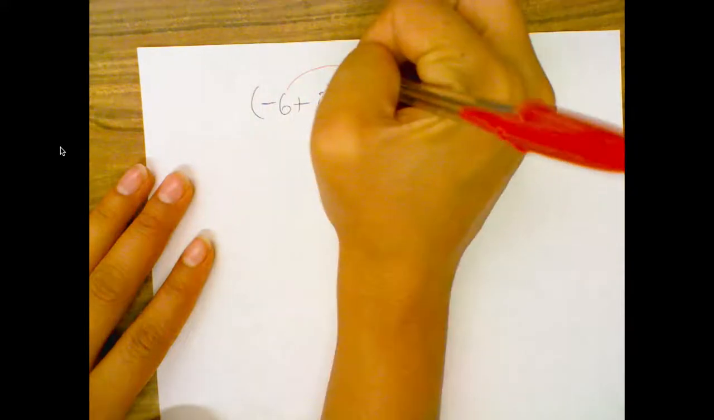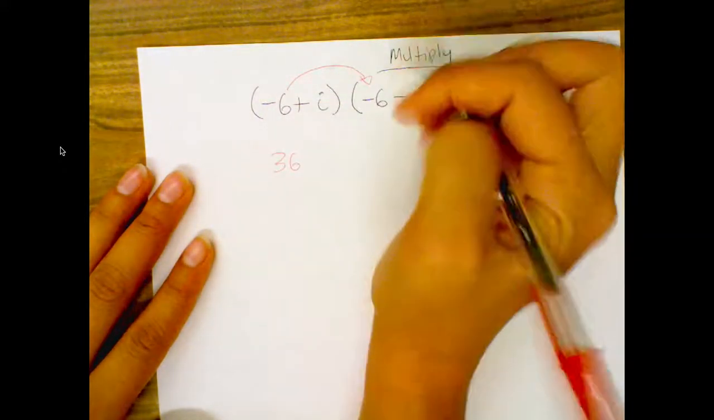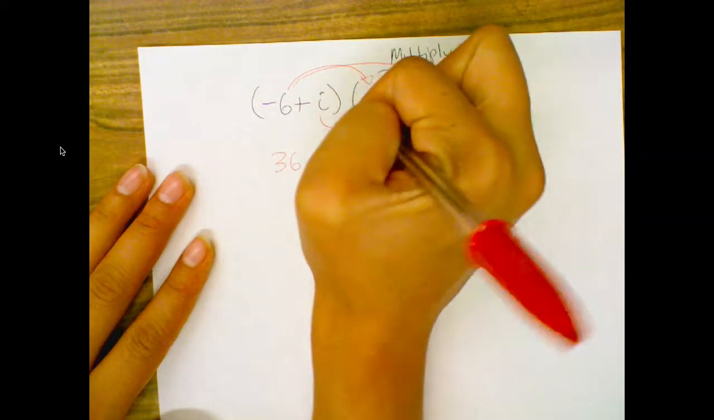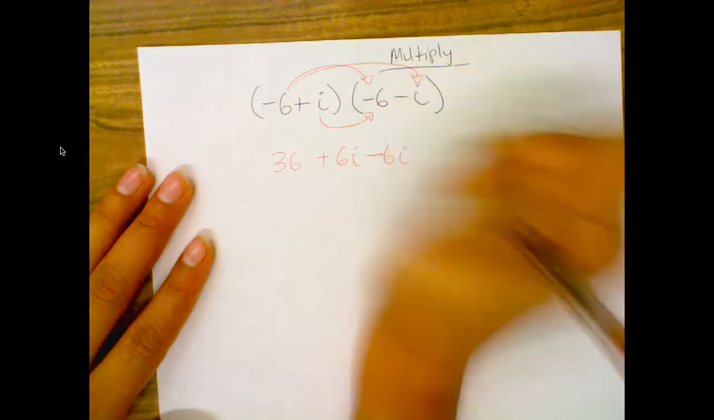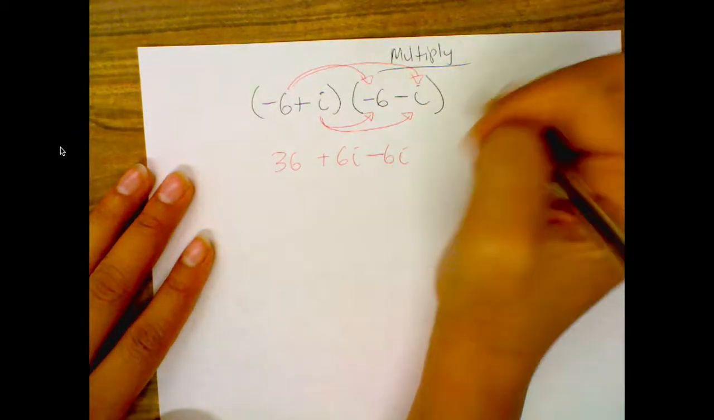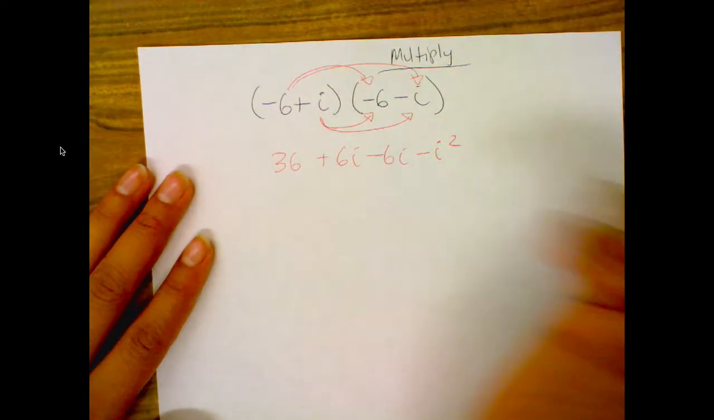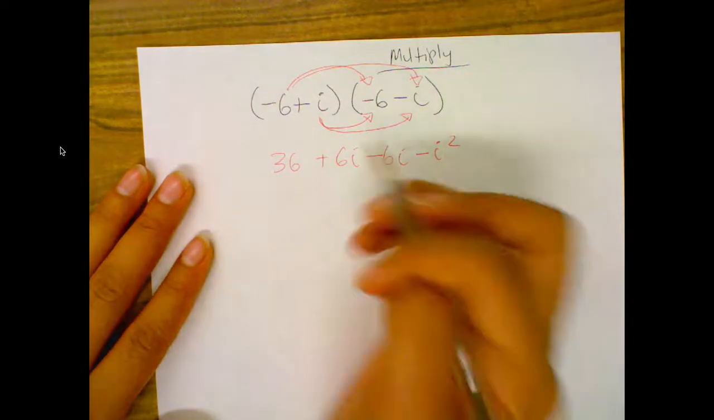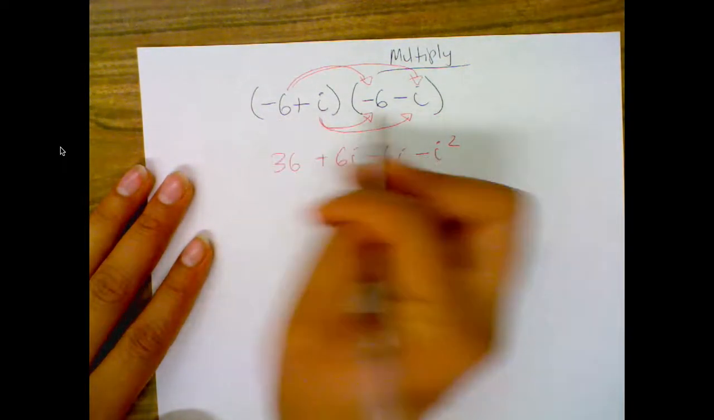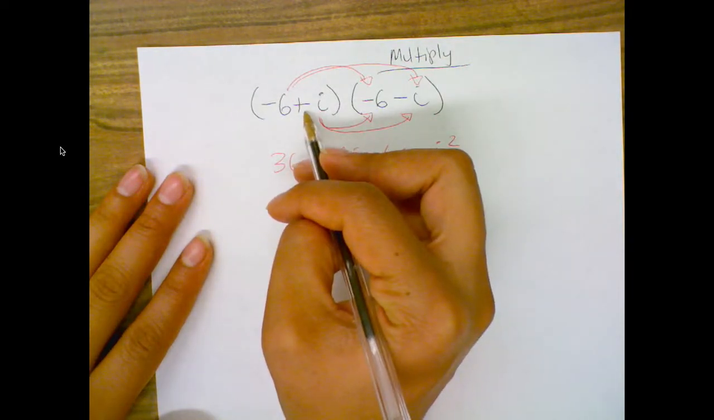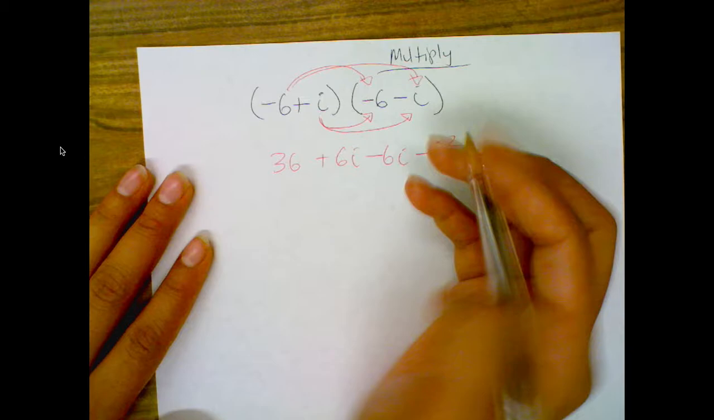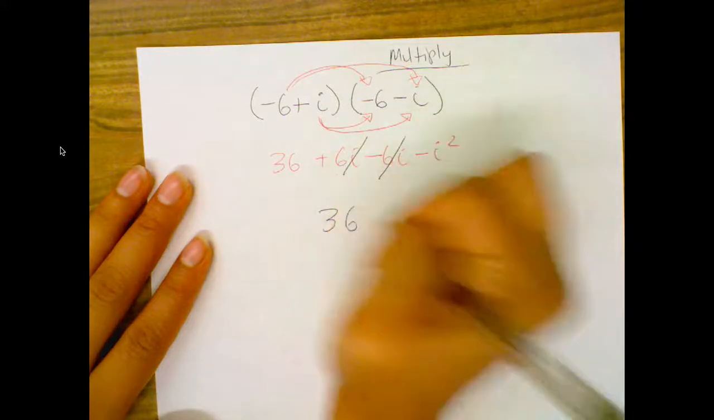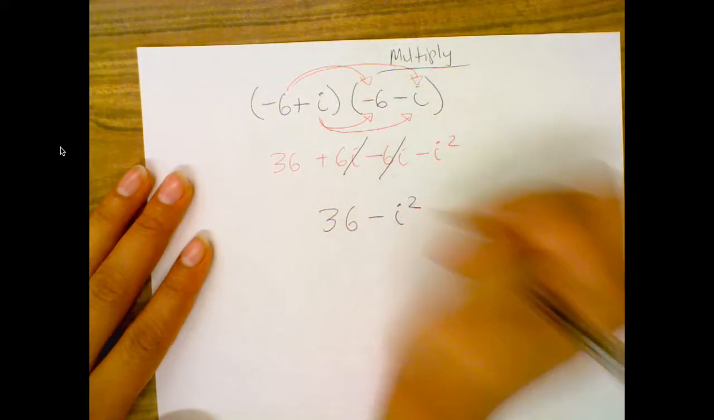So we're going to FOIL. Negative 6 times negative 6 is positive 36. Negative 6 times negative i is positive 6i. Positive i times negative 6 is negative 6i. Positive i times negative i is negative i squared. This is very important to see, and you might have noticed it in previous problems with real numbers. When you have the exact same numbers and letters listed twice, but with an opposite sign between them, they actually cancel each other out. 6i minus 6i cancels each other out, and the only thing we have is 36 minus i squared.